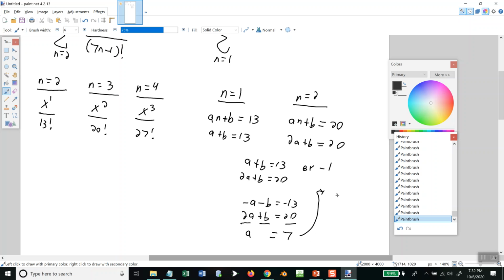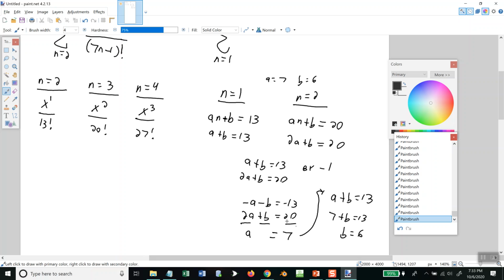Not that I can remember what I came up with this afternoon. But now I plug a back into one of these, and I get 7 plus b is equal to 13. Take that over, and b is equal to 6. And that's what I propose, that a is 7 and b is 6.